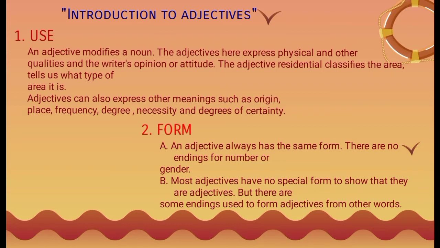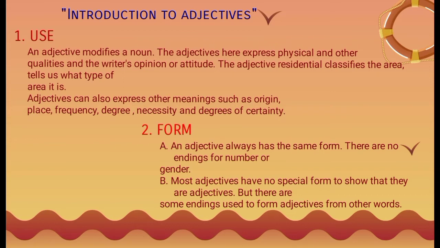The adjective residential classifies the area. It tells us what type of area it is. Adjectives can also express other meanings such as origin, place, frequency, degree, necessity, and degrees of certainty. Number 2, form.